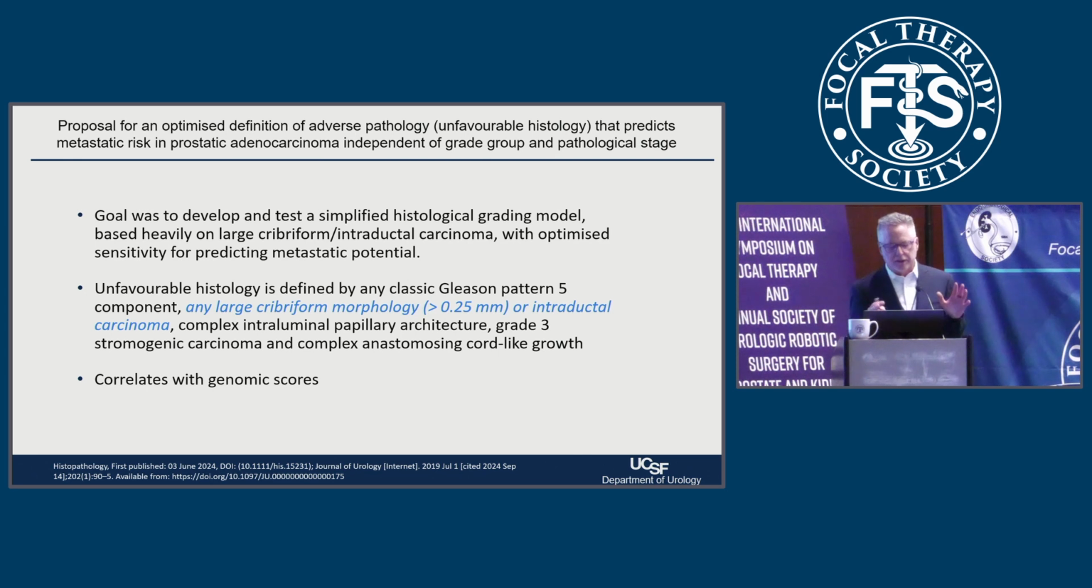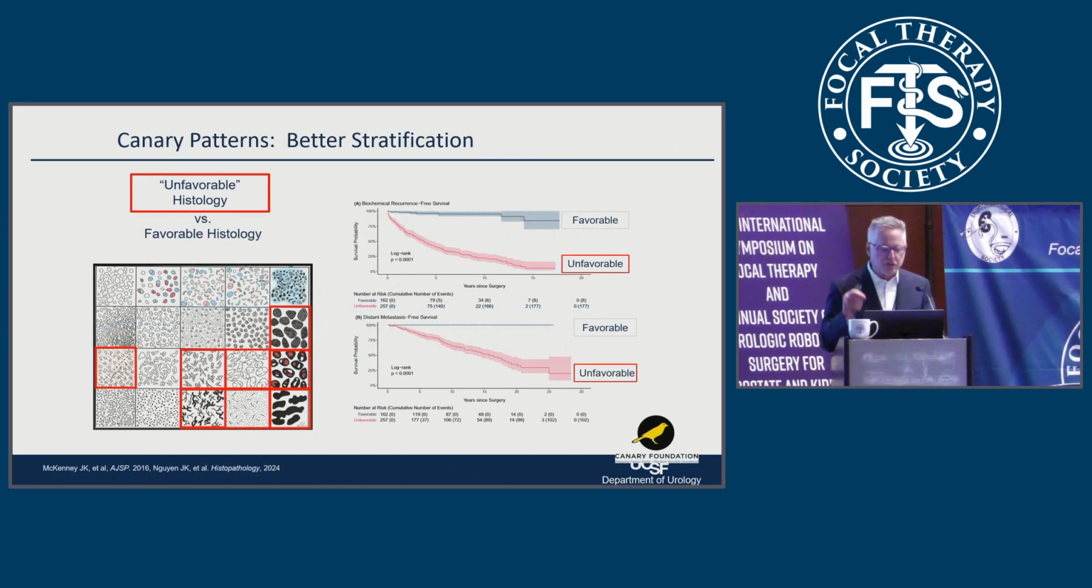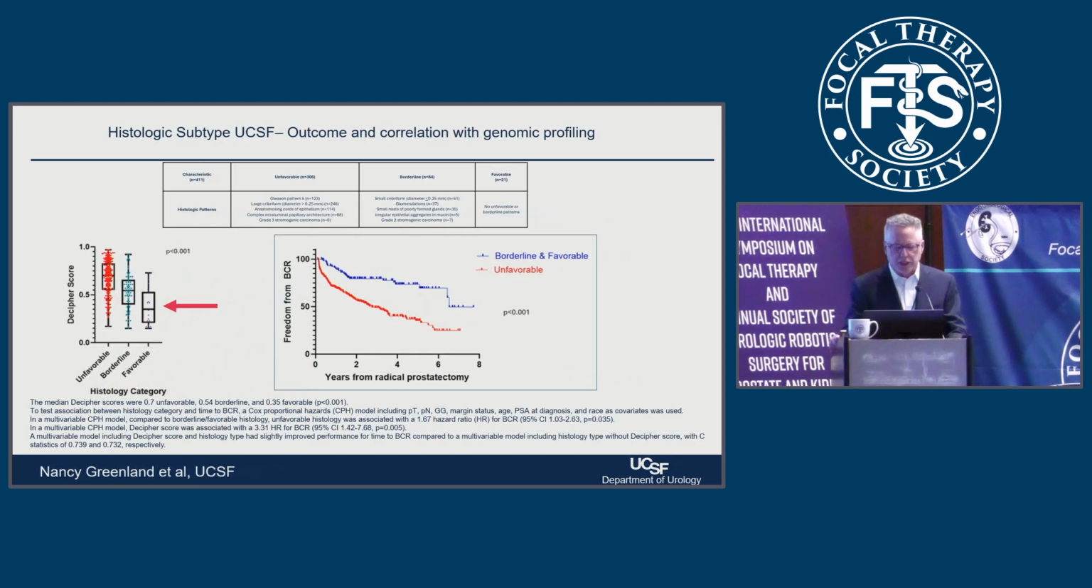And this is a recent paper by the Canary Group, which we're part of, looking at new definitions of histologic subtypes. You see that this favorable and unfavorable category predicts outcomes very, very well. So histologic subtype becomes very important. This is work from UCSF showing borderline and favorable histology with regard to outcomes versus unfavorable. The unfavorable histology really predicts worse outcomes. The important thing to recognize is that these histologies correlate very well with genomic profiling. So if you can get them to report histologic subtype, you may not need genomic profiling. 80% of the time, an unfavorable histology will correlate with a high genomic score.